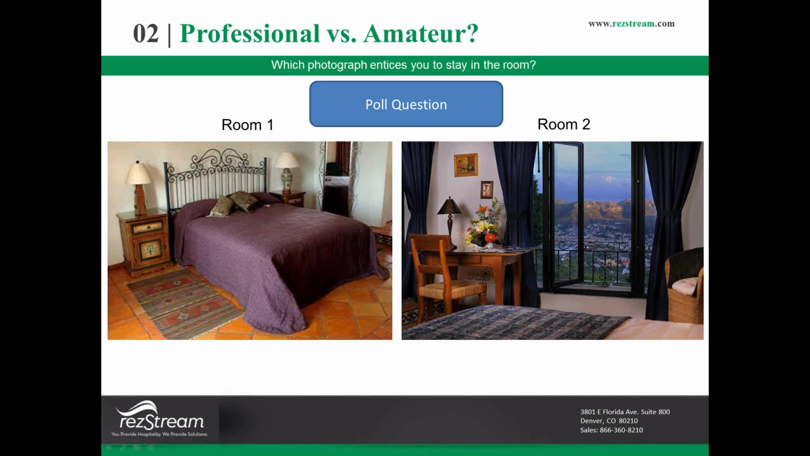And I'm sure a lot of you out there would say, I would pay more money for the room on the right compared to the room on the left as well. So your photography can also dictate your rates.